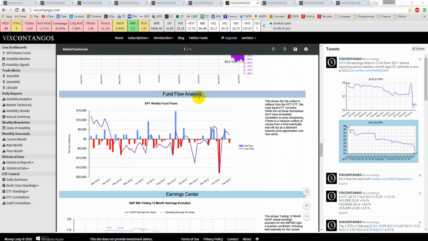We have a fund flow analysis chart. We get the fund flow of the SPY ETF, and then we plot them here, so you get to see what the net flow is for each week, in blue if it's positive and red bars if it's negative, and then with the purple we get to see the cumulative flow, so whether they accumulate positively or negatively. In this case, they've been kind of sitting flat for a while.